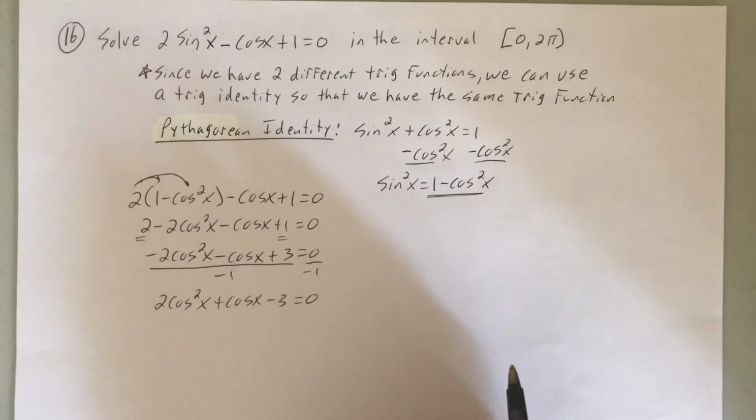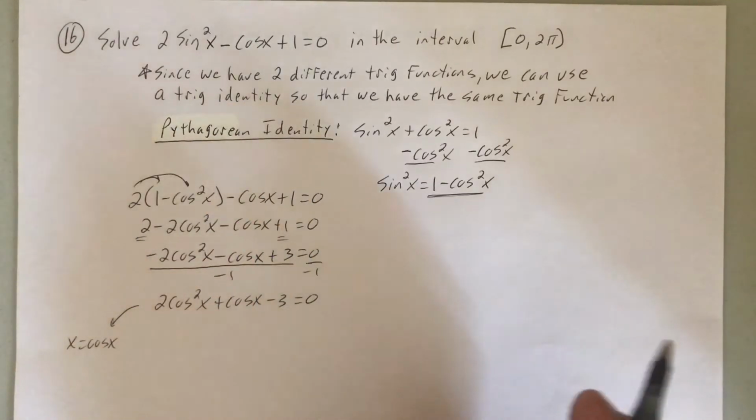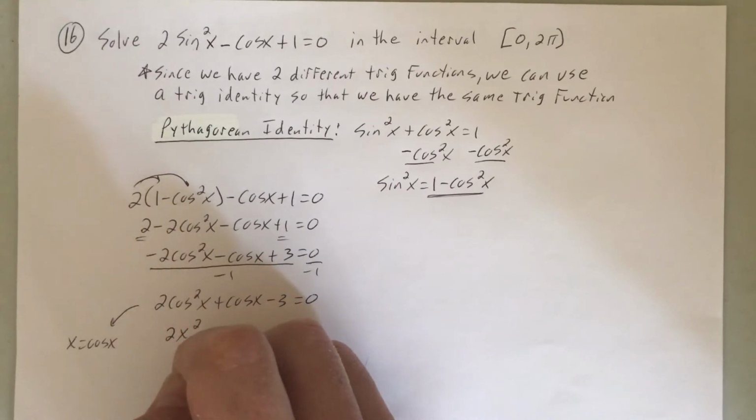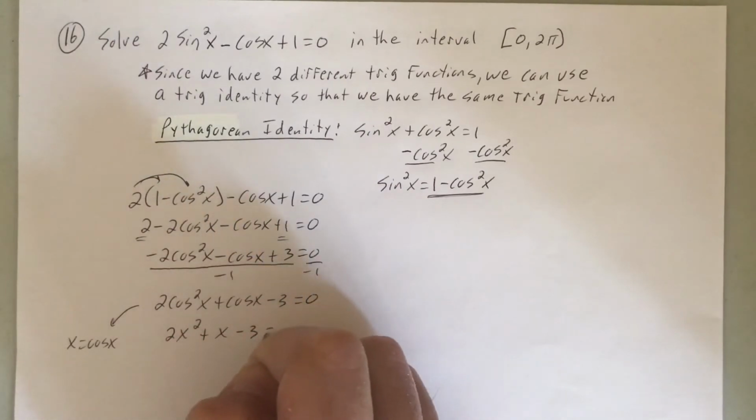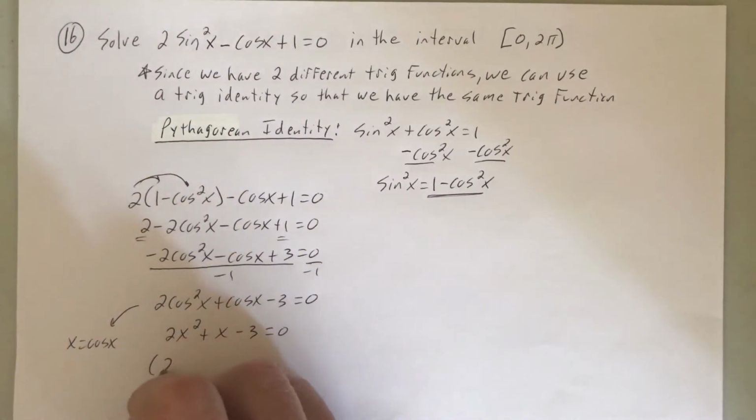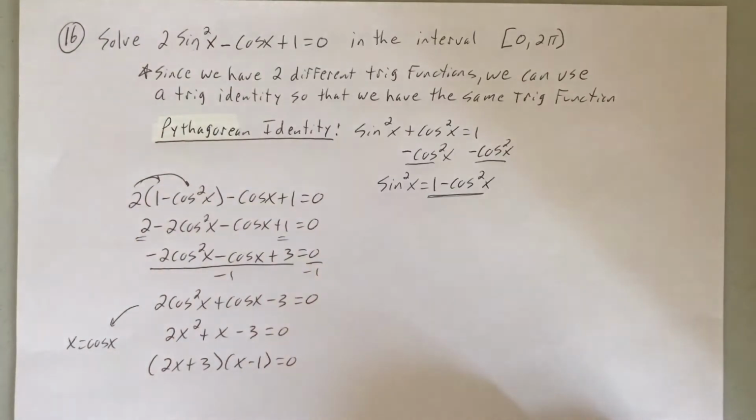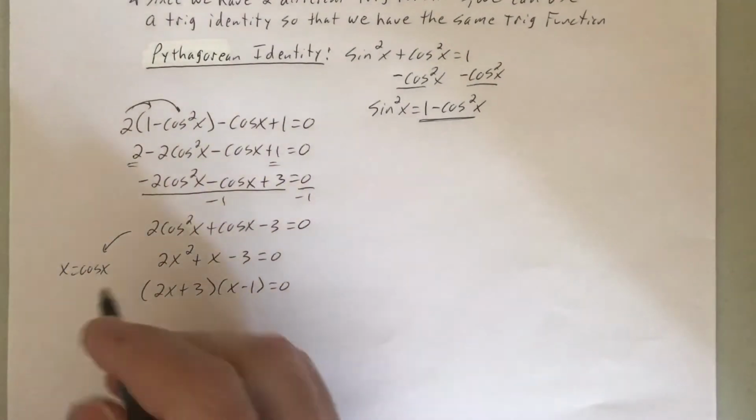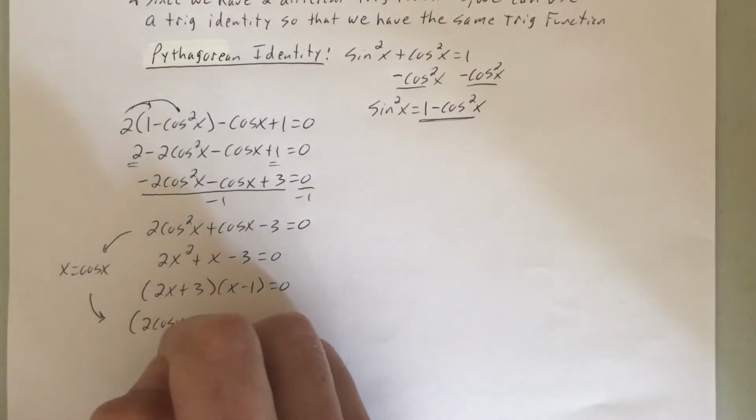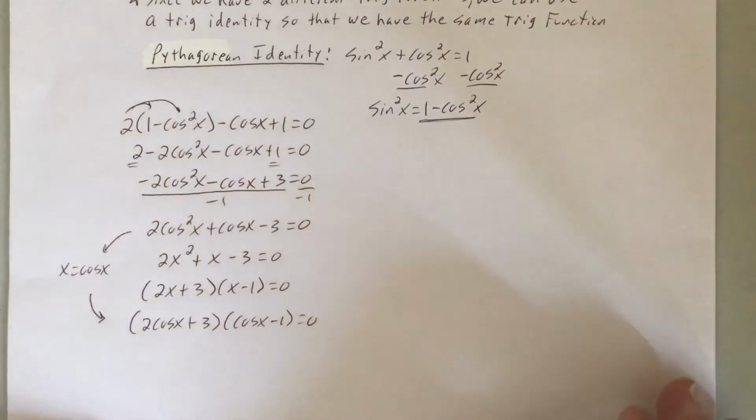Now we can go ahead and do our substitution, and we can say that x is equal to cosine x. And again, you could factor right from here, but sometimes students like to see it written like a quadratic. So it's going to be 2x squared plus x minus 3 is equal to 0. Now when I factor that, that's going to give me 2x plus 3 times x minus 1 is equal to 0. And if I put my trig function back in there, that gives me 2 cosine x plus 3 times cosine x minus 1 is equal to 0.